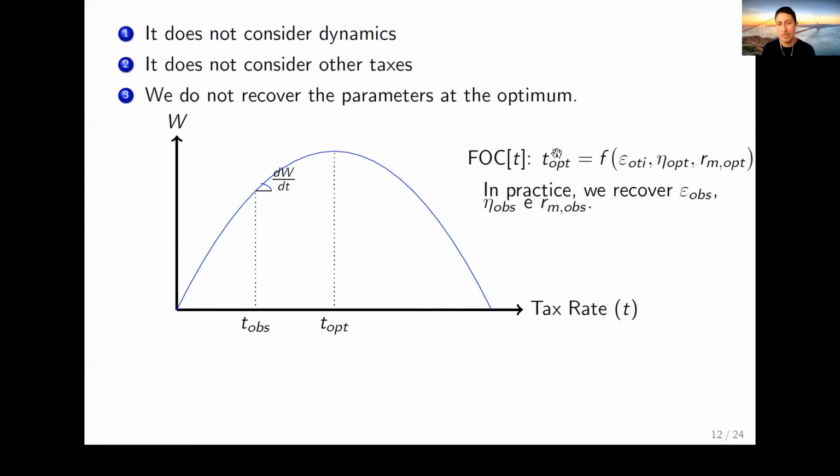So it is a little bit tricky because we actually don't recover the parameters that we need to compute the optimal tax rate. So taxpayers are not always rational. And so that's the third problem. The last problem is that taxpayers are not always rational.